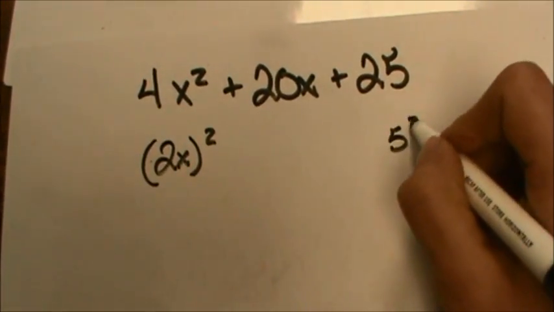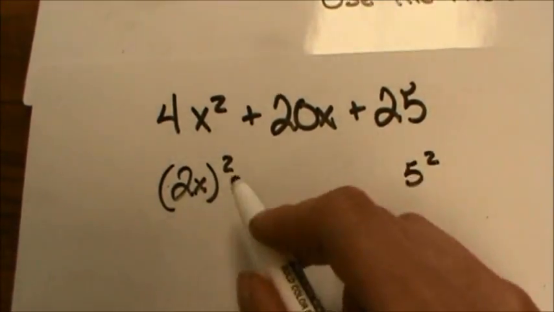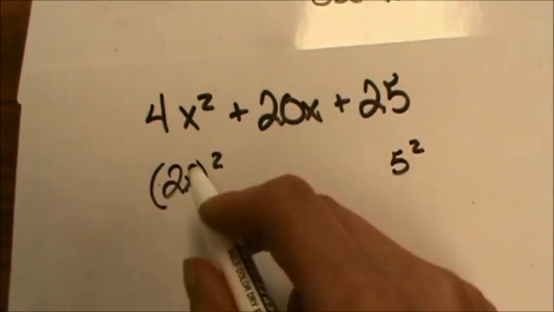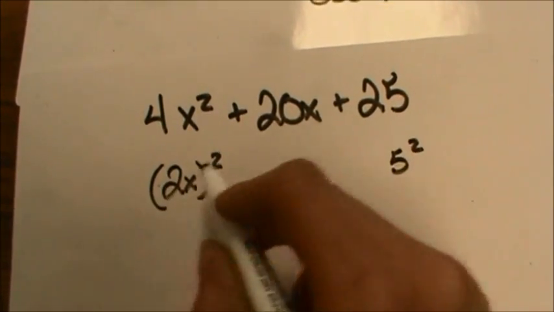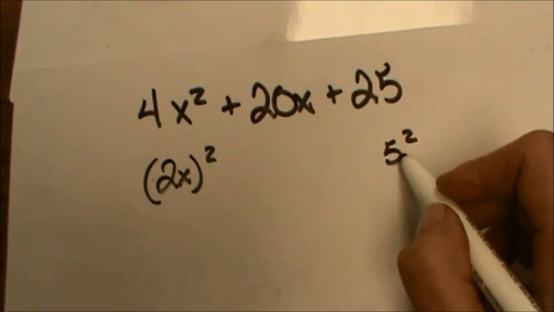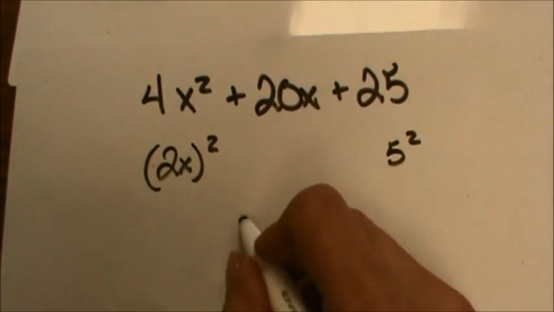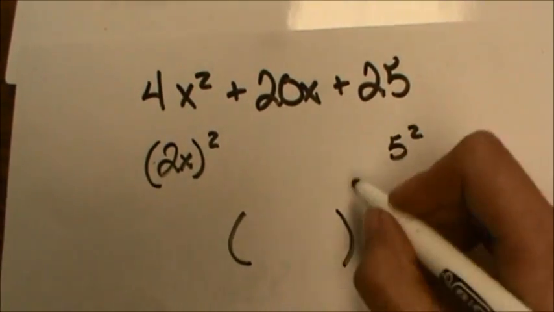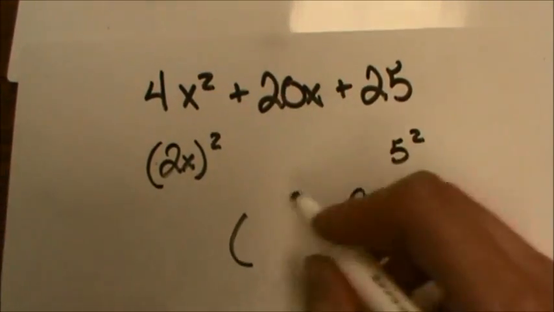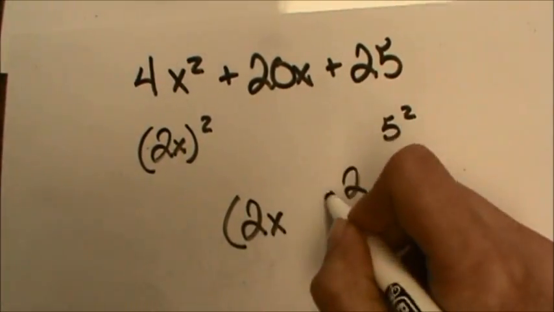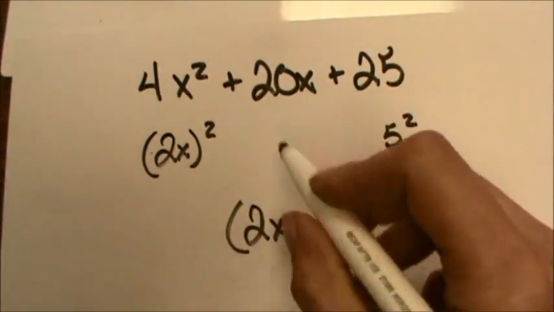This is 5 squared. Is this number twice the product of these two, the 2x and the 5? Well, that's 10x times 2 is 20x. So yes, this is a perfect square trinomial. Therefore, I know I need one set of parentheses with a squared. What goes inside? 2x and 5 with a plus sign.